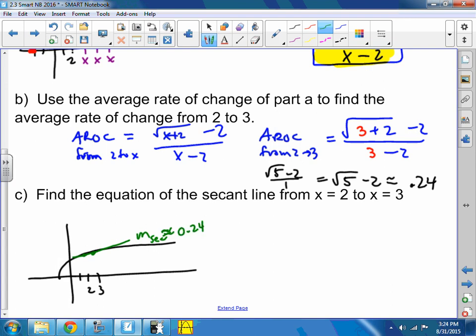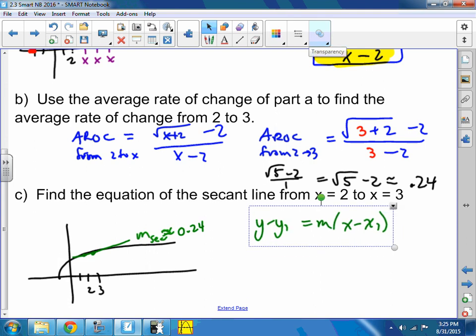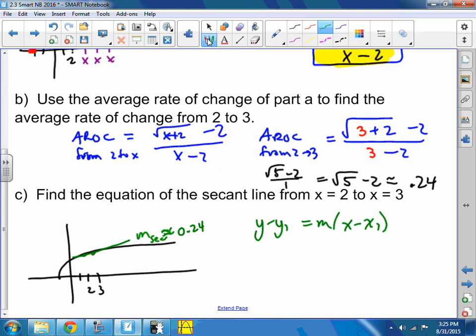Okay, and so now we'd like the equation of that line, right? So what we're going to do is go ahead and write y minus y1 equals m times x minus x1. This is an old formula. You should have seen it many, many times. But we're going to update it for our purposes. Instead of x1 and y1, we're going to use x1 and f of x1. Instead of y1, we're going to use f of x1. And instead of m this year, we're going to use AROC, or sometimes we'll use something called IROC, instantaneous rate of change.